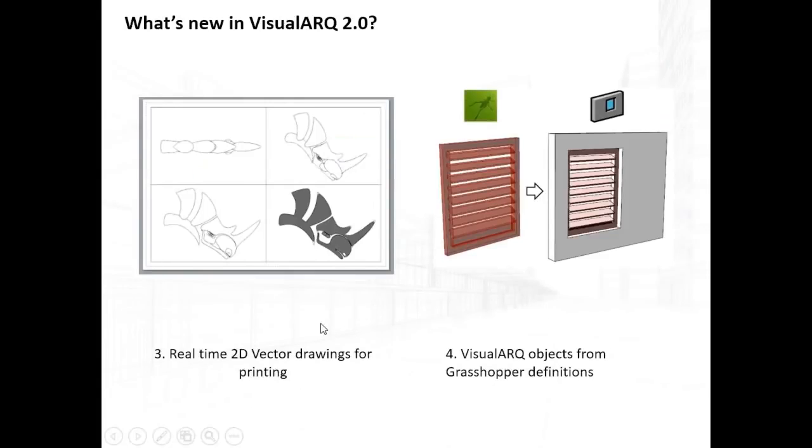One of the killer features of VisualARQ is, as I said, the option to generate objects from Grasshopper definitions, but also to print the 3D model, not only in perspective views, but also in sections or in plan views, as 2D vector drawings. This is really useful because there is no need anymore to generate 2D section views or use the Make2D command for printing the model in vector output. We'll see some examples later on.